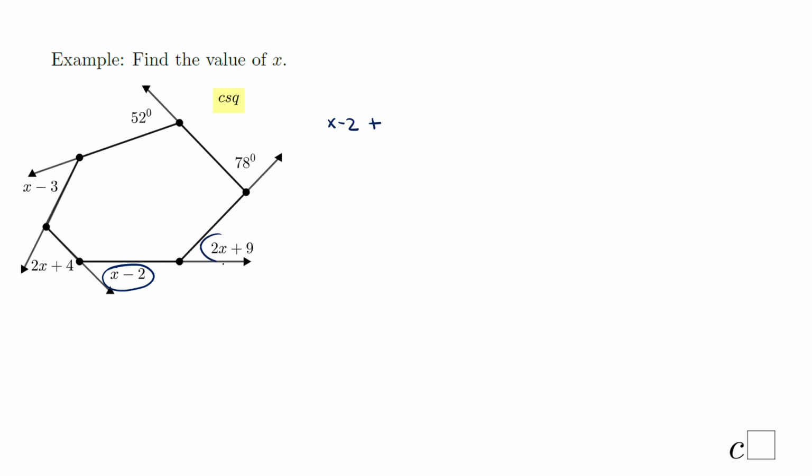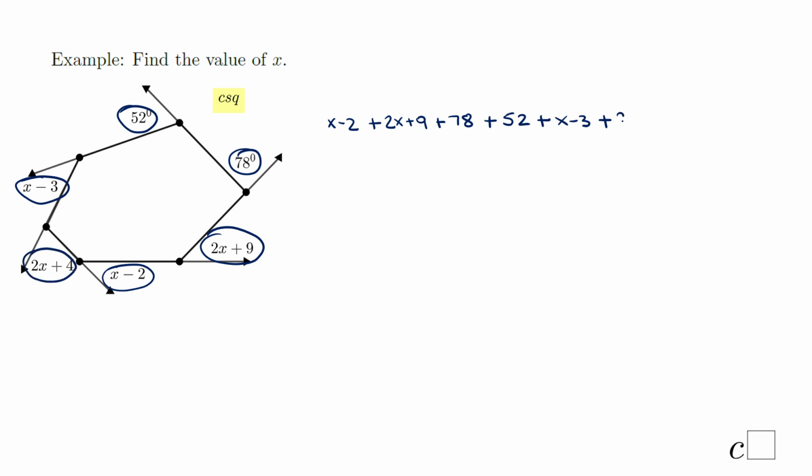plus 2x plus 9, the second angle, plus 78, plus the next angle is 52, plus the next angle x minus 3, plus the last angle, right, 2x plus 4. The sum of the measures of the exterior angles of a polygon is 360 degrees.